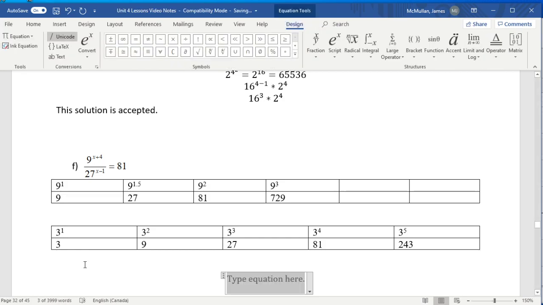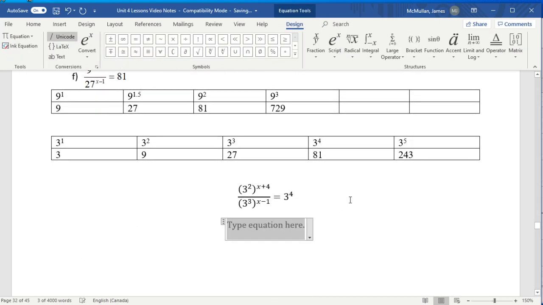Okay, so let's rewrite the question again, replacing all the numbers with powers of 3. Then we have 1 over 3 to the 3 to the power of x minus 1, and on this side we have 3 to the 4. Now I'm just going to multiply the exponent times the exponent on the top to get 2x plus 8. On the bottom I have 3x minus 3. And the other side is already ready.